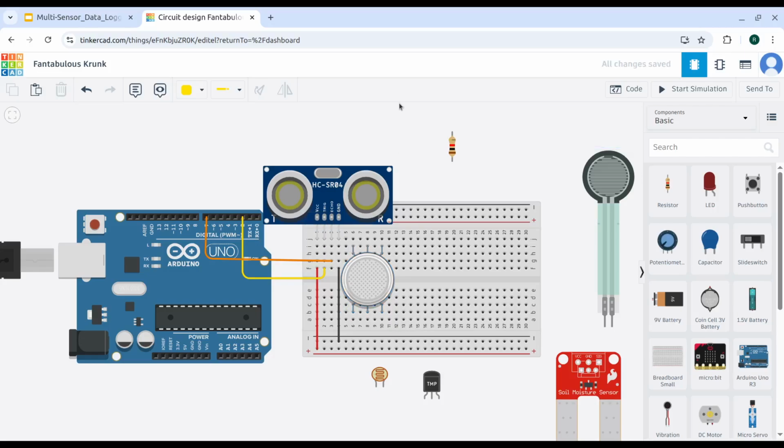So how to connect this gas sensor? So this is A1, right? So I'm connecting this to 5 volt. So this is positive rail. I'm changing this to red color. Then this pin, I'm connecting this to 5 volt again.